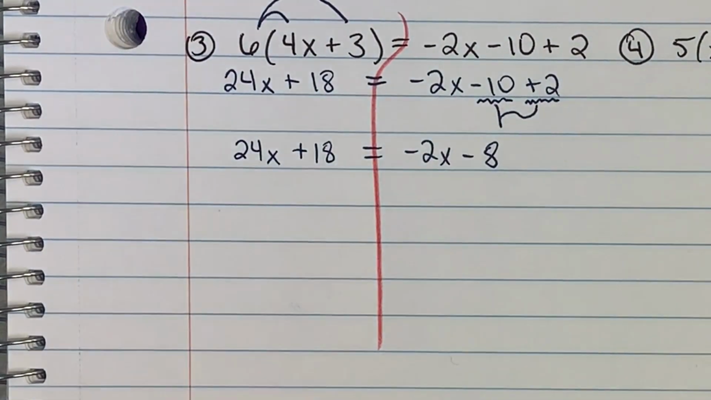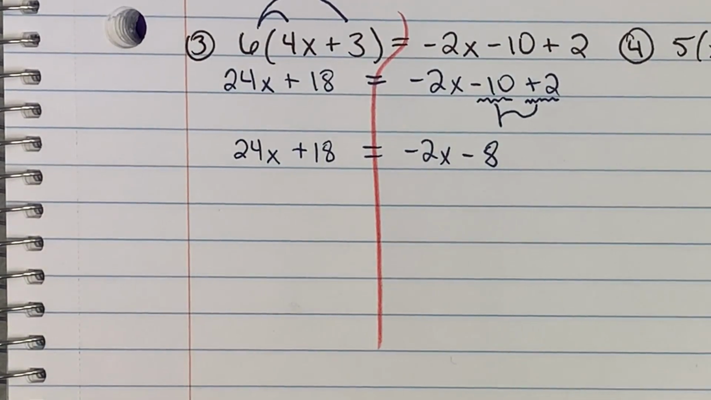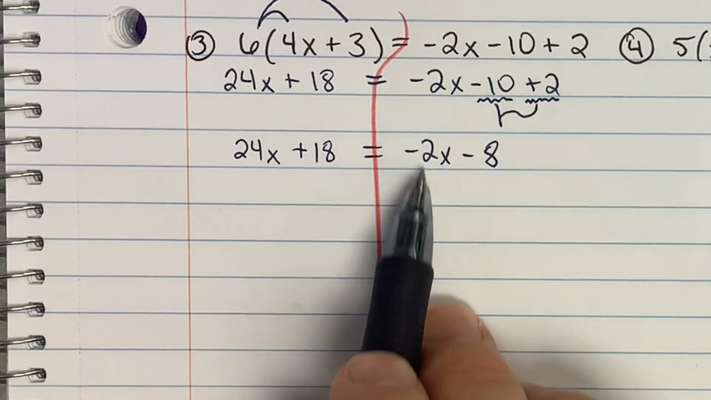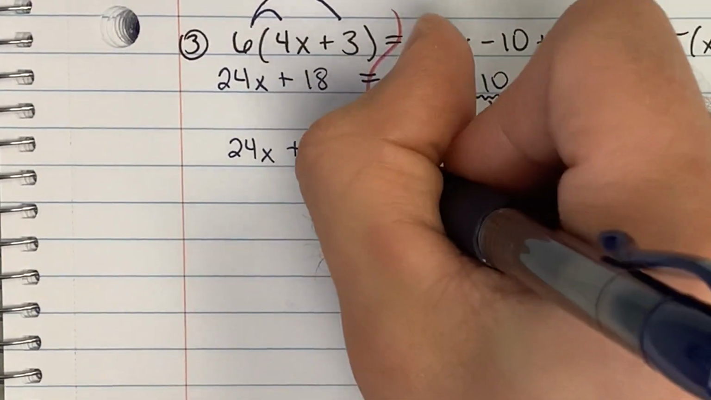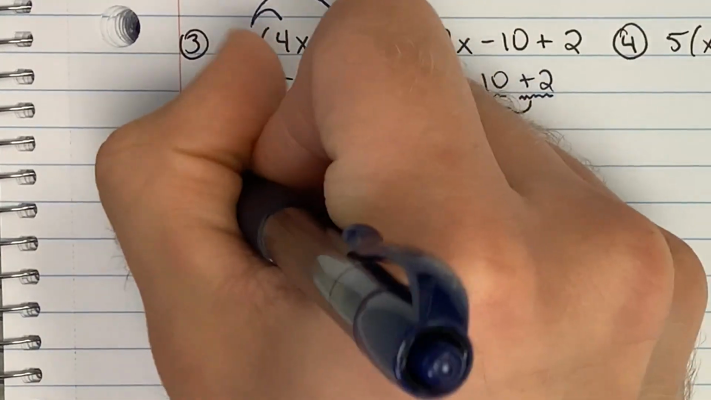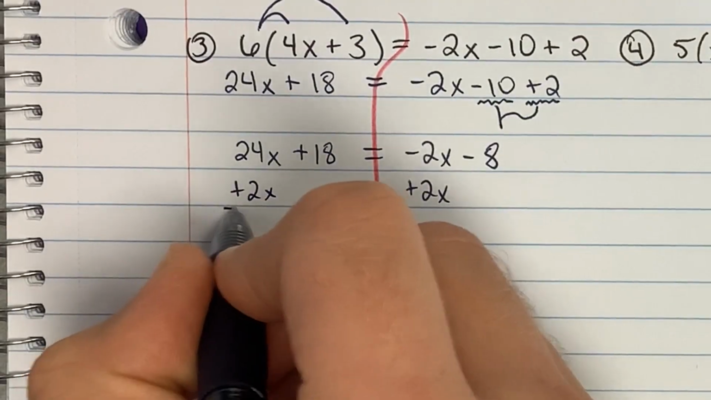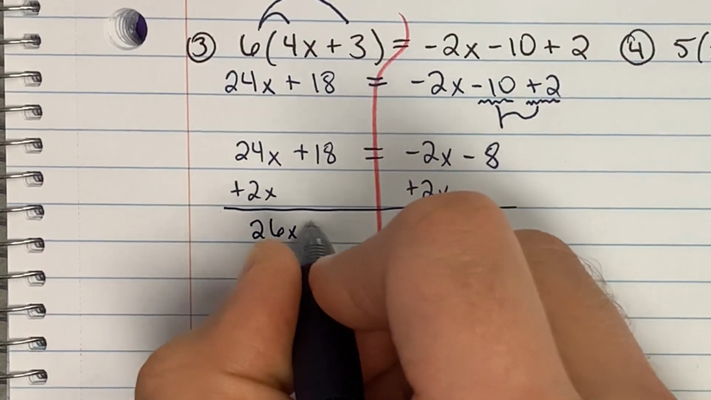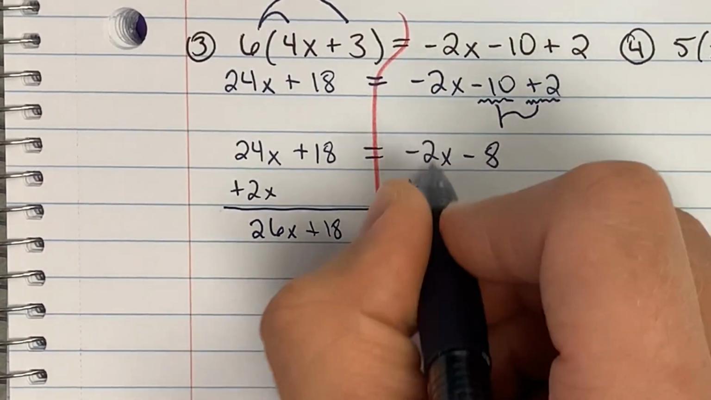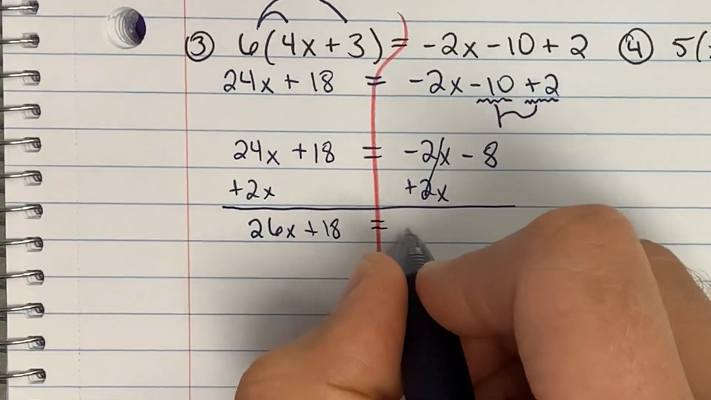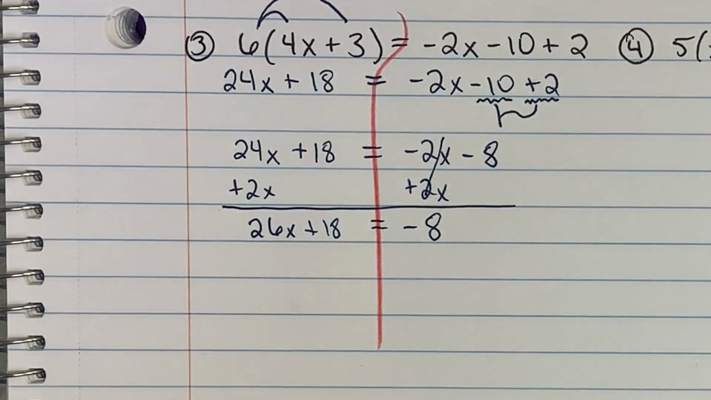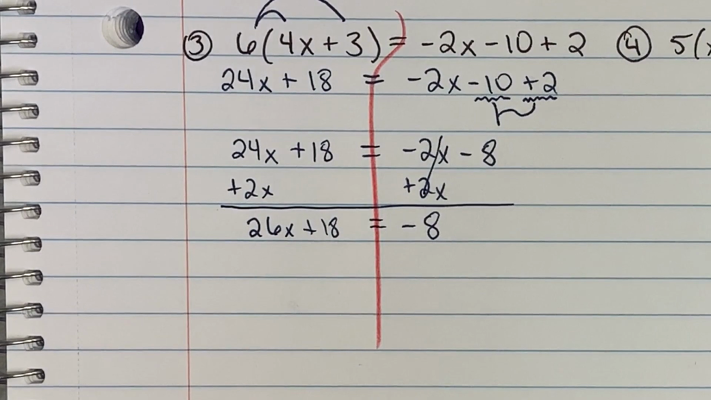Here we go. And now I get my variable on one side. Well, I can move 24 to the right or this negative 2 to the left. I'm going to move this one. So it's a negative 2x. I'm going to do a positive 2x. Draw my line. 24 plus 2x, that's a 26x. Bring down my plus 18. Those canceled. Bring down my negative 8. Oh, I'm flying. Now, move my constant first, right?